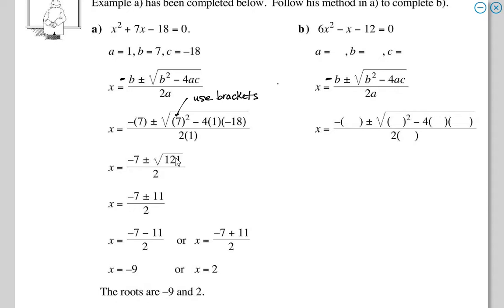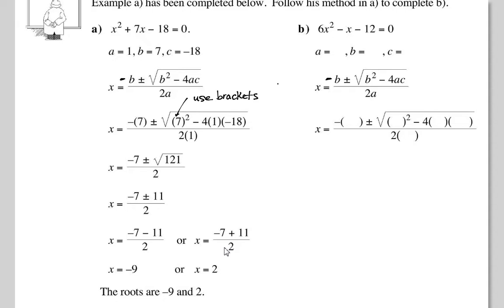The square root of 121 happens to be perfect because 11 times 11 is 121. Now you have negative 7 plus or minus 11 on top of 2. What that means is you're going to have to do 2 calculations, one of them with a minus and the other one with a plus. So the plus or minus means 2 calculations.